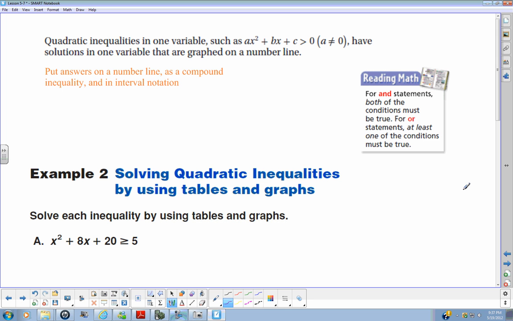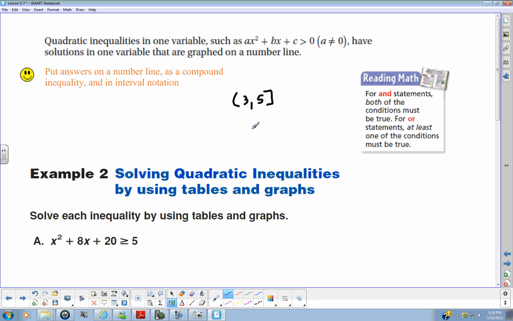In example 2 then we're actually going to be solving equations. And we're going to do 3 things, like I said, with these equations. That we are going to put our answers on a number line as a compound inequality and in interval notation. So if you remember interval notation, we use parentheses if it doesn't include the point, and a bracket if it does include the point.